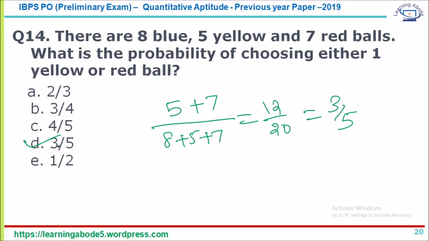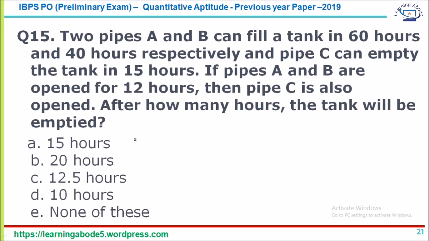Now question number 15. Two pipes A and B can fill a tank in 60 hours and 40 hours respectively, and pipe C can empty the tank in 15 hours. The moment you see empty, you know it is doing negative work. It is draining the tank. Now the question is, if pipes A and B are open for 12 hours, then pipe C is also opened, after how many hours will the tank be emptied?